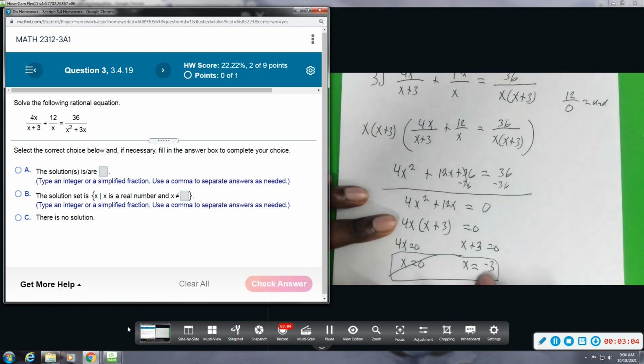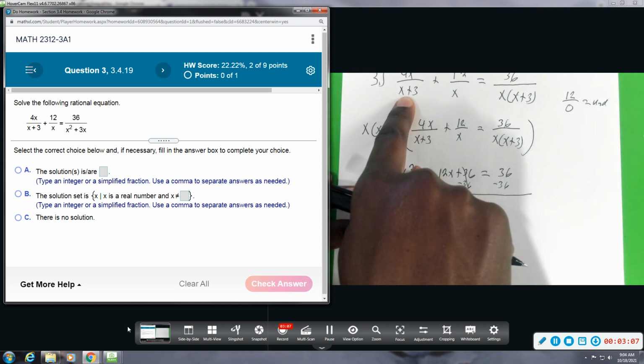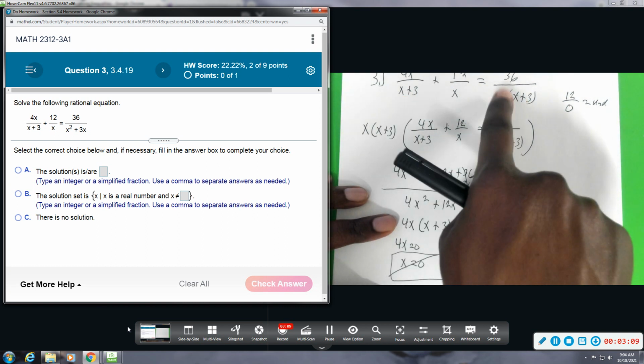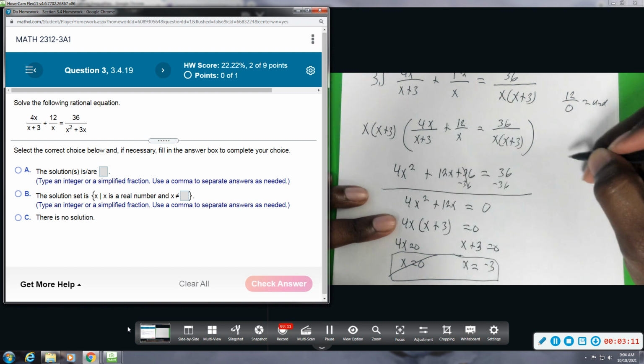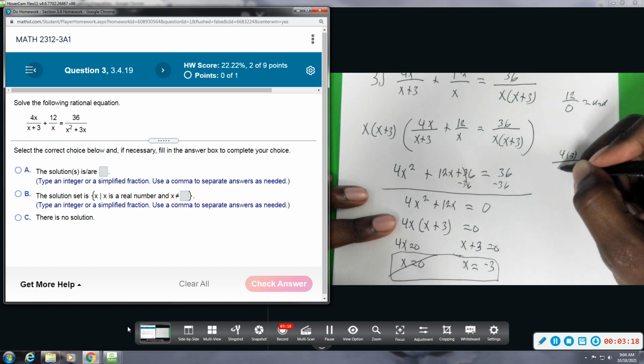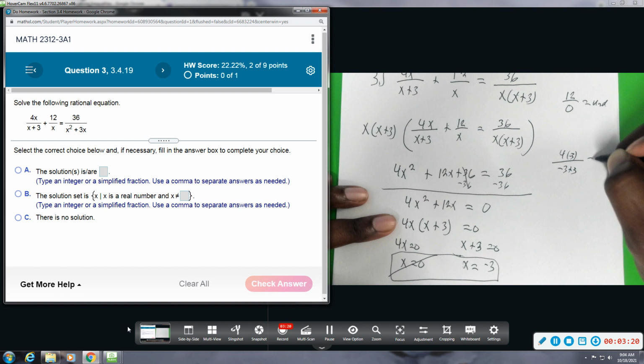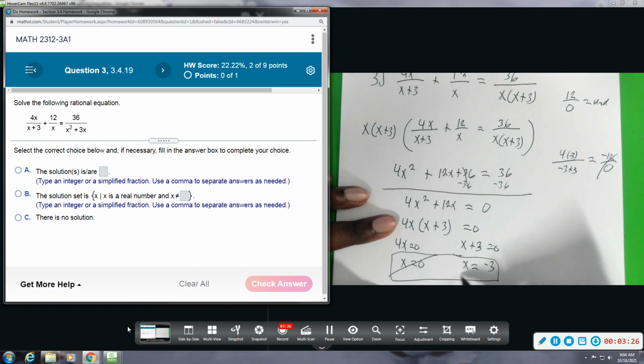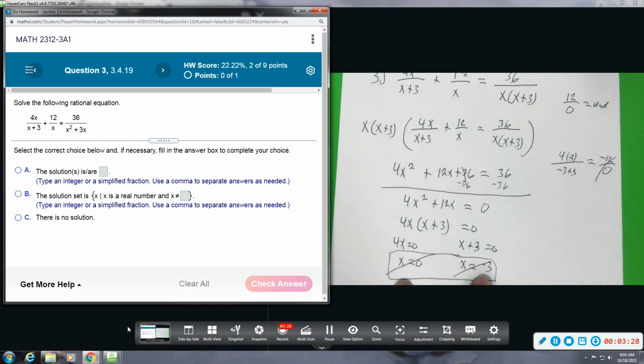Now, if I plug in a negative 3 to this first one, either one, even plugging 0 here makes it not work. I would get 4 times negative 3, and then on the bottom I would get negative 3 plus 3, which gives me a 0 on the bottom. I would have negative 12 over 0. Again, undefined because we can't divide by 0. So we do get 2 solutions, but in this case, neither of them work when you go back and plug it in. So in this case, we're going to say there is no solution.